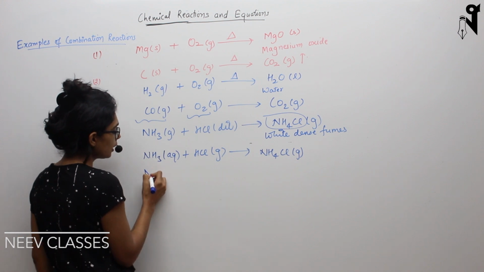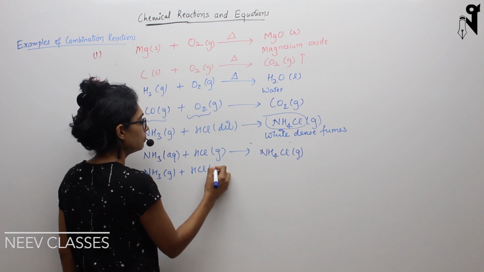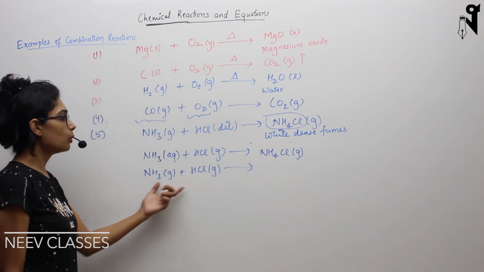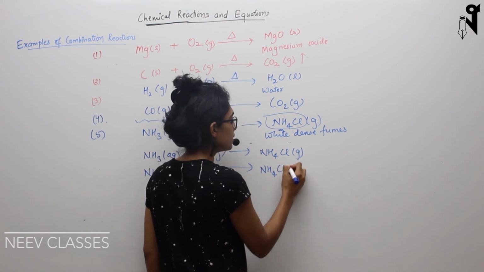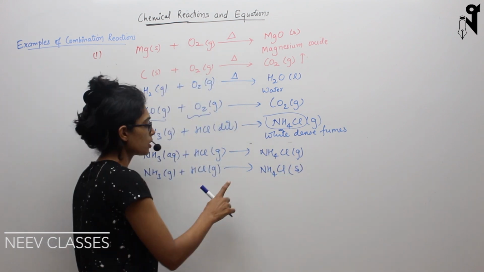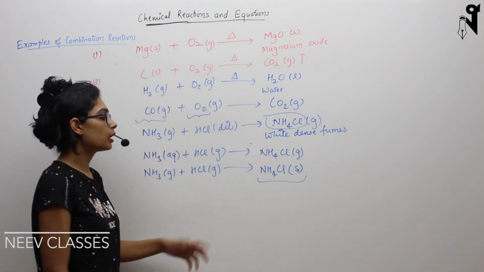If let's say NH3 and HCl both are in the gaseous form, then what will happen? Your NH4Cl will be formed in a similar manner, but the state will change. The state of NH4Cl will change, and it will become NH4Cl solid, but again it will be a white solid.